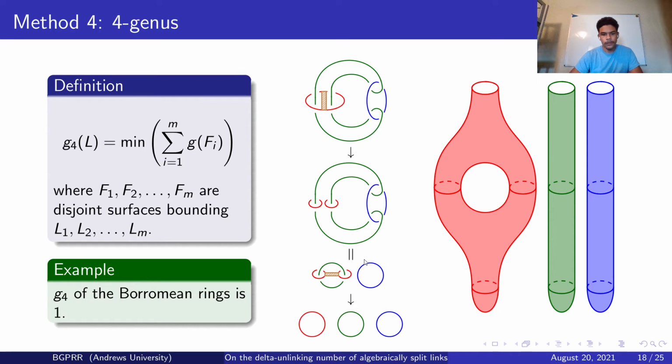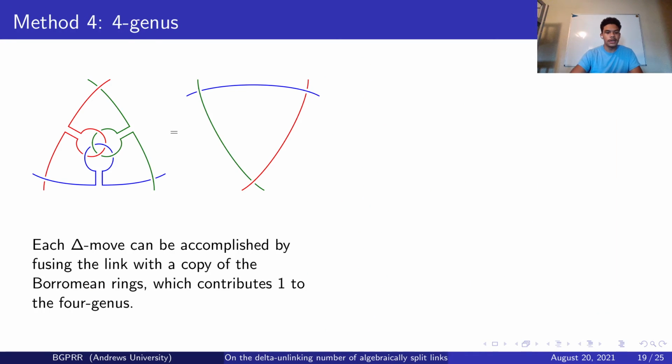Now, we can introduce a band fusion yet again to fuse these 2 red components back into 1, which in 4-dimensional space is this saddle point, fusing these 2 components back into 1. And then that allows us to completely pull the red component away and up from the green component, giving us the trivial link. The reason why this is so important is because a delta move can be accomplished by simply fusing the link with a copy of the Borromean rings where you want to perform the delta move. Since the 4 genus of the Borromean rings is 1, we see that each of these delta moves then contributes 1 to the 4 genus.